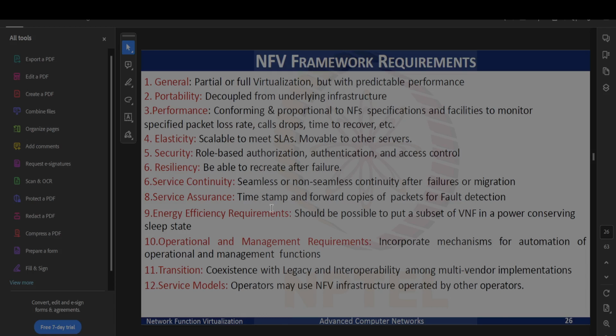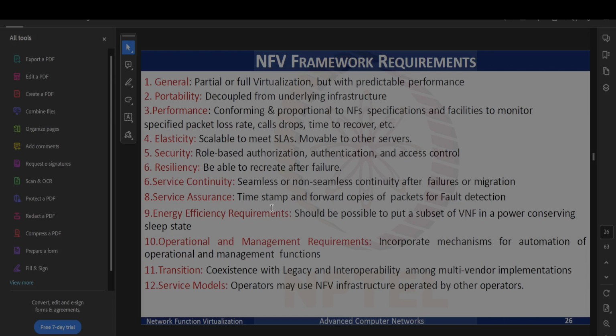So, with network function virtualization, the standards body came up with certain framework requirements and a standard architecture, such that everybody can work on similar lines. When a standard comes up, it becomes easy to work on it. So there are certain requirements that have been set out with respect to the NFV framework.